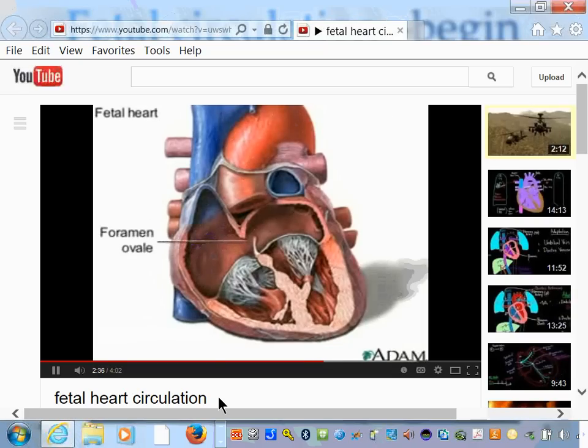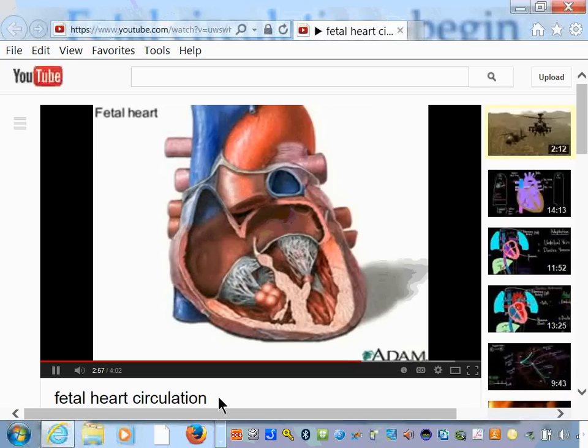They are the foramen ovale, which connects the right and left atria, and the ductus arteriosus, which connects the aorta and the pulmonary artery. As blood enters the heart into the right atrium, some of the blood flows into the right ventricle, as in the newborn. But also notice that some blood flows directly into the left atrium through the foramen ovale.